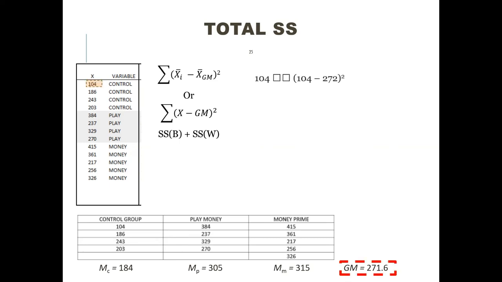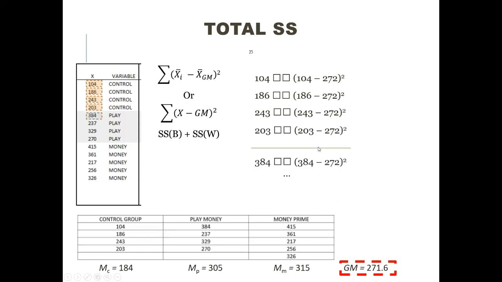So for example, I take 104 and I take the grand mean. So that's the mean of all of the means. So 104 minus 271.6, 186 minus 271.6, 243 minus the grand mean, 203 minus the grand mean, and we're squaring all of these values.